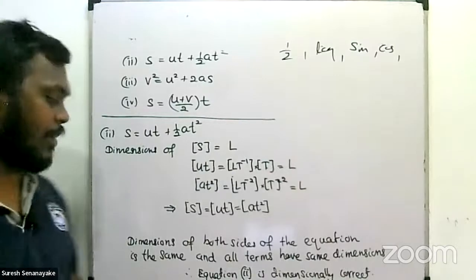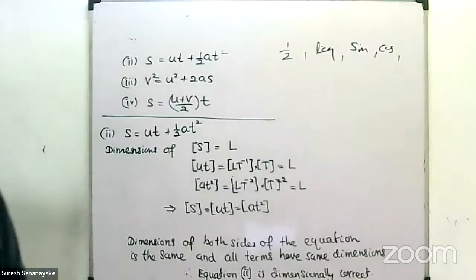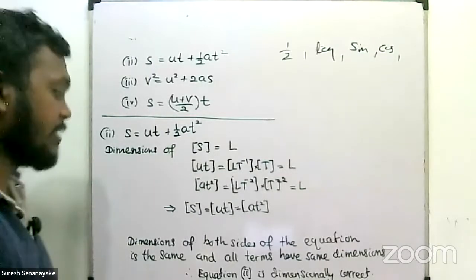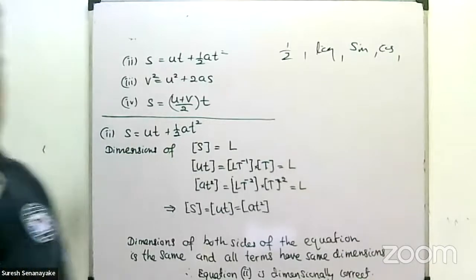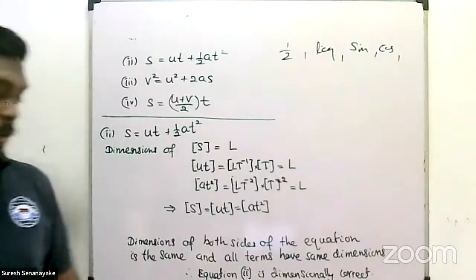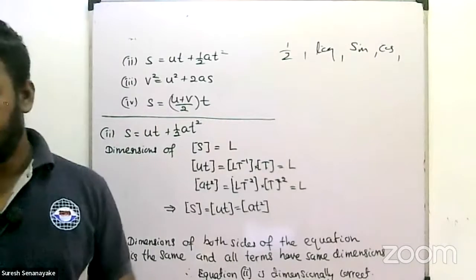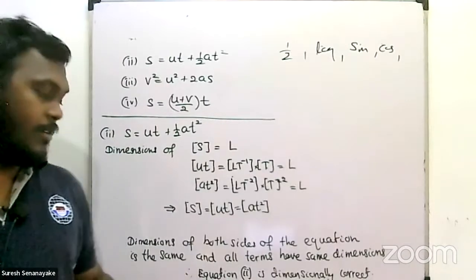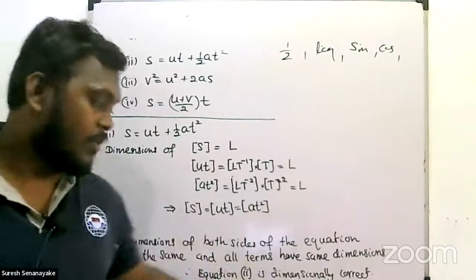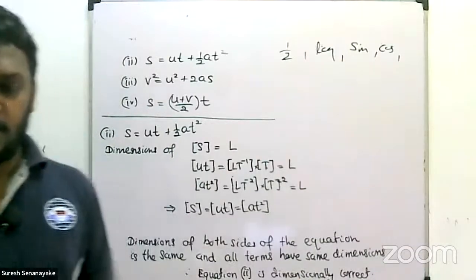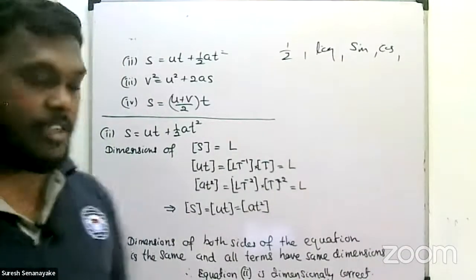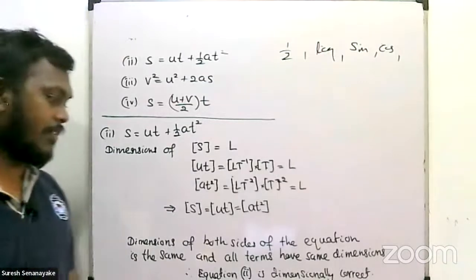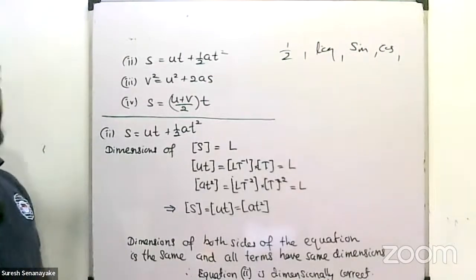This statement you need to write after this, because if someone says the equation is correct, it's wrong. If it is dimensionally correct, it may or may not be the correct equation. But definitely you need to say it's dimensionally correct. It's only dimensionally correct. Correct equations are dimensionally correct, but dimensionally correct equations may be wrong equations.